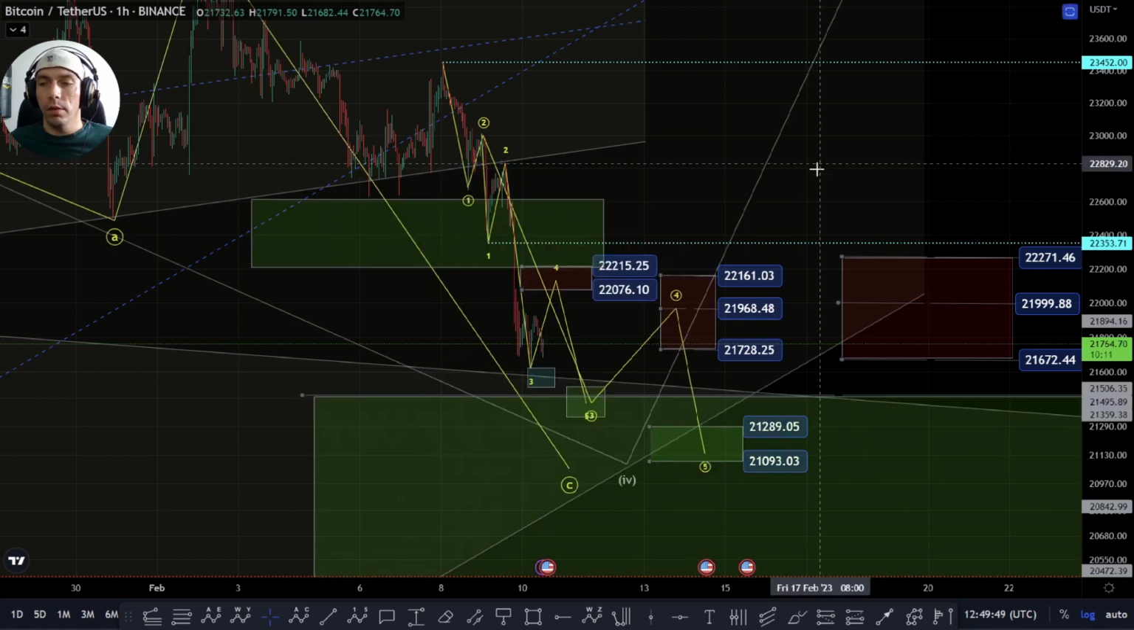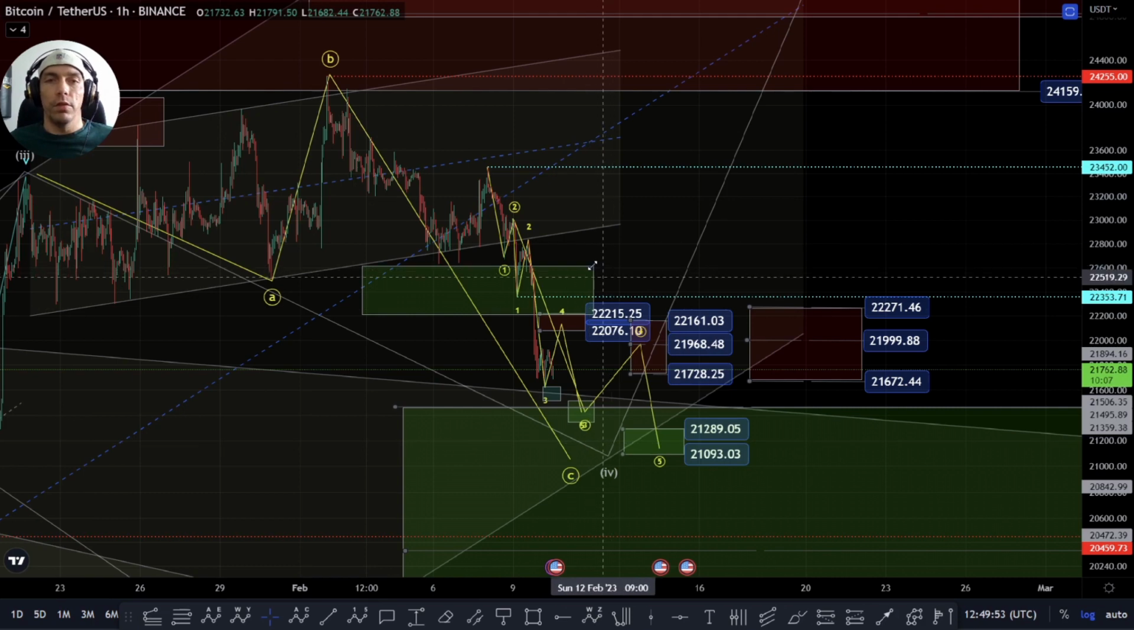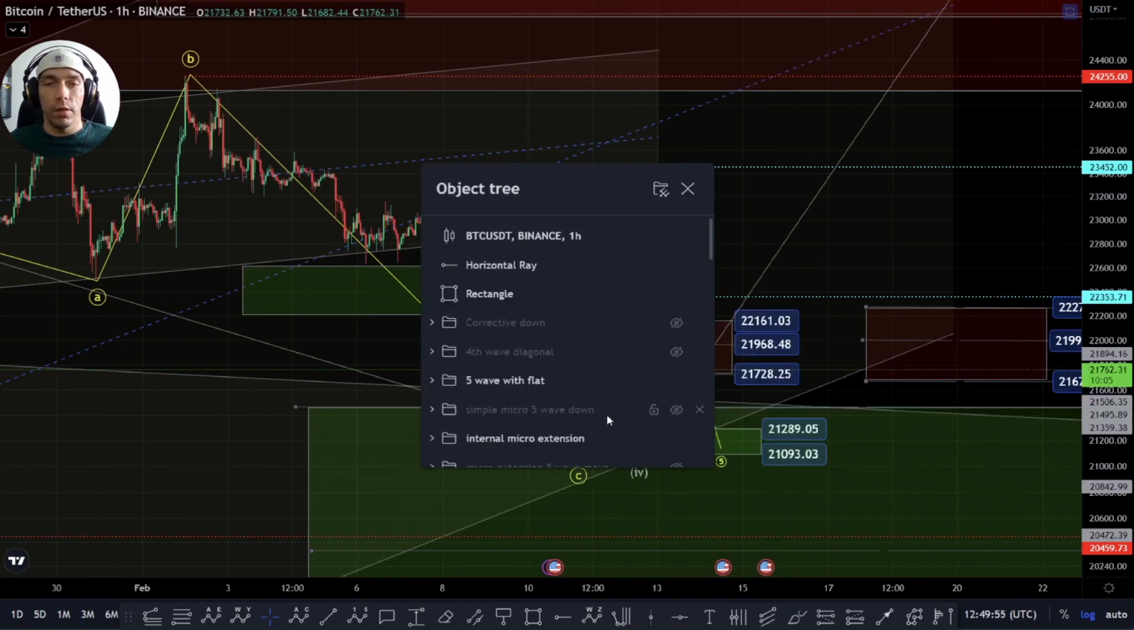The other way that I'm looking at it is effectively, like I said, that we're looking for this as a five-wave move to complete to the downside here. So within that, there's two ways.